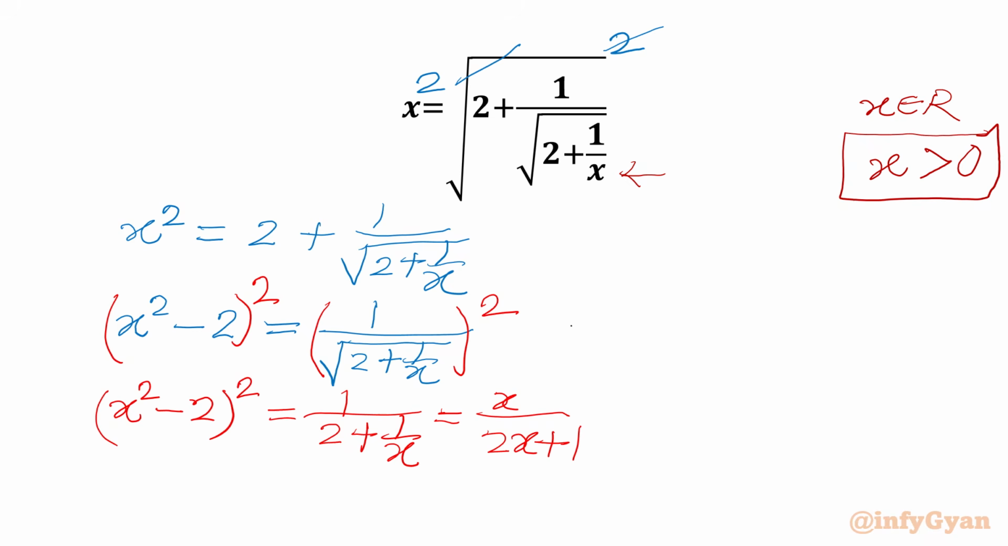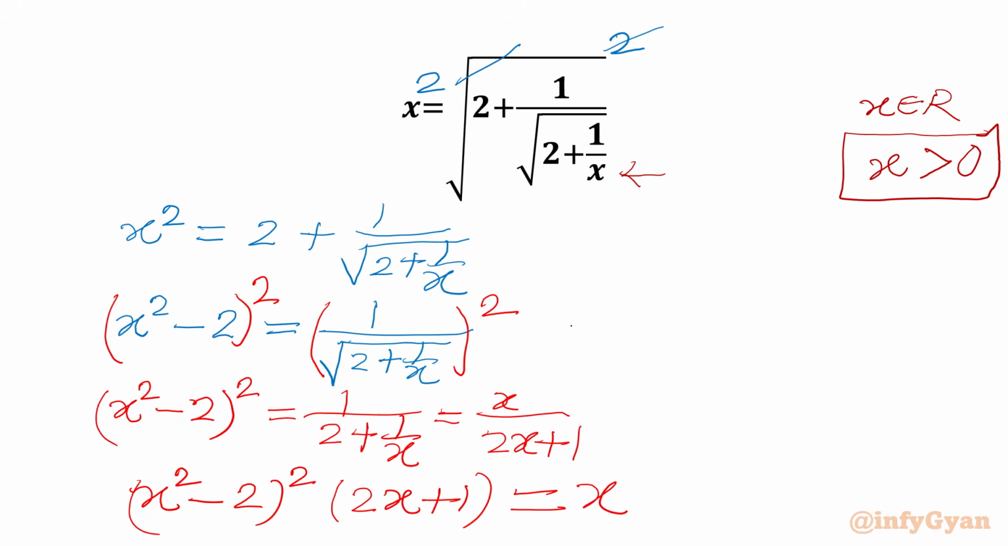Now we will cross multiply. We will be getting x square minus 2 whole square times 2x plus 1 equal to x. So we'll be having a degree 5 polynomial equation, and its roots won't be that easy. So we will cancel this method and we will follow one conventional method.